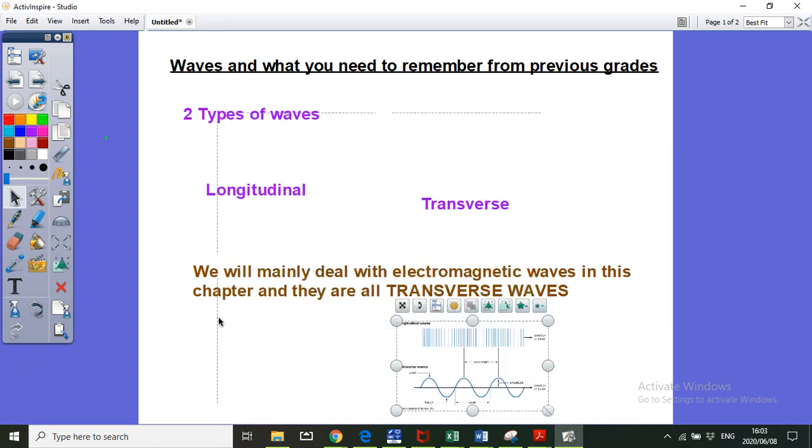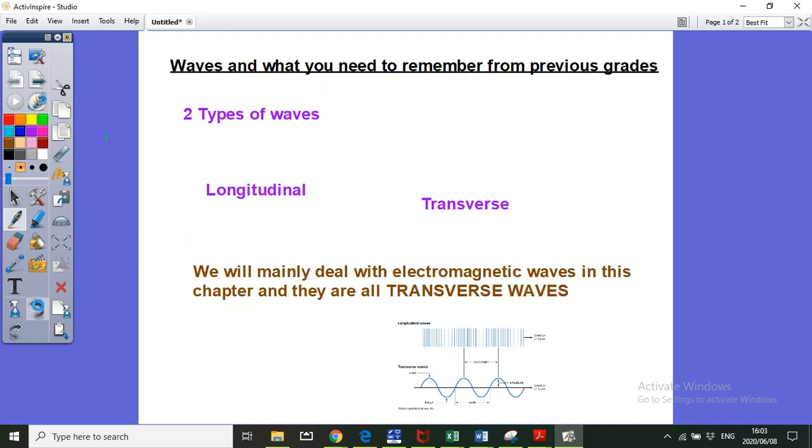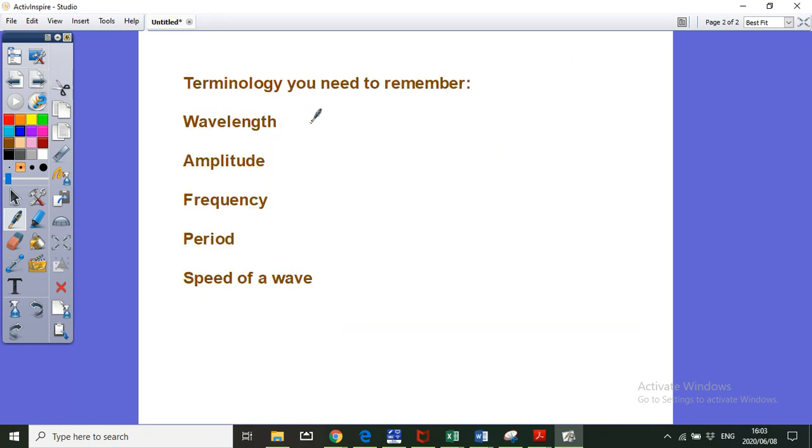So the waves we're going to deal with are all electromagnetic waves, and they are all transverse waves. And the terminology that you need to learn or remember for them is wavelength. A wavelength, if you look back at the previous page, is the distance it takes for one wave to pass a point. So that is the length of one wave, the wavelength. The symbol for wavelength is lambda, and we measure wavelength in meters.